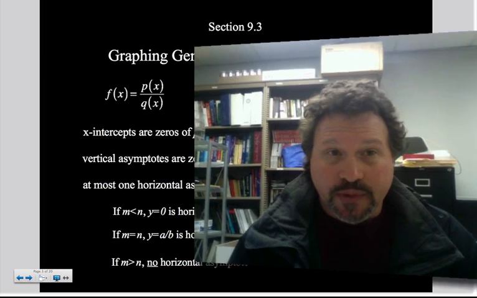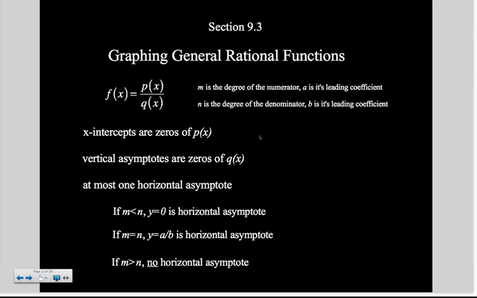The difference between simple rational functions and general rational functions is that in simple rational functions, the functions in the numerator and the denominator are never larger than first degree equations. So they're linear equations or they're constant equations. In general rational functions, they can be quadratic equations or cubic equations or higher.